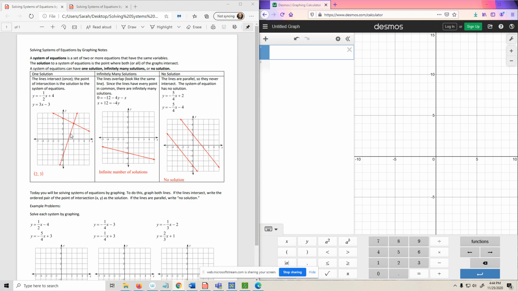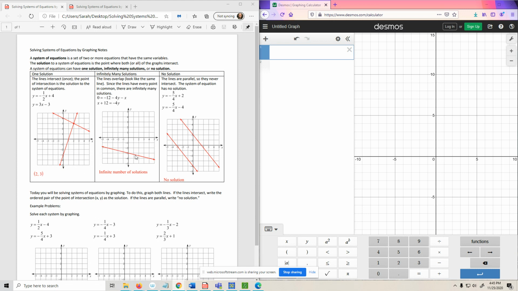This one is one solution because the two lines cross exactly once. If the two lines cross exactly once, the solution is where they cross, so we write that ordered pair. The point where they cross, the x value is 2 and the y value is 3, so we write that as (2, 3), just like you would any other ordered pair.